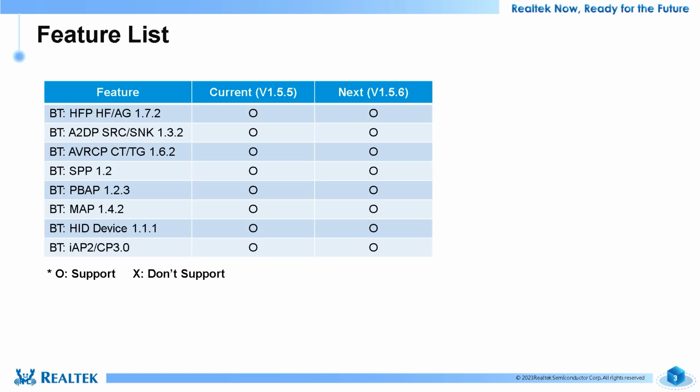So, our current framework is 1.5/5. Next one will be 1.56. The O is what we do support. As you see, the left column shows you what features we currently support. So we support all these Bluetooth profiles in the current version.